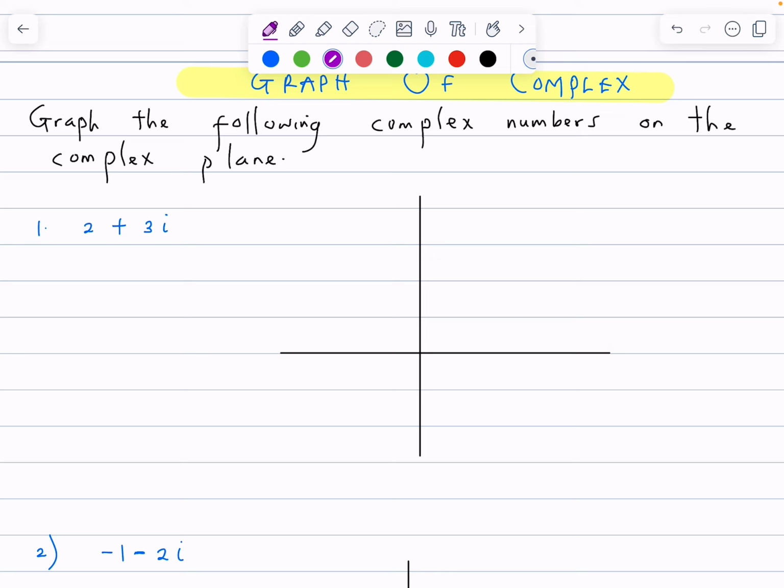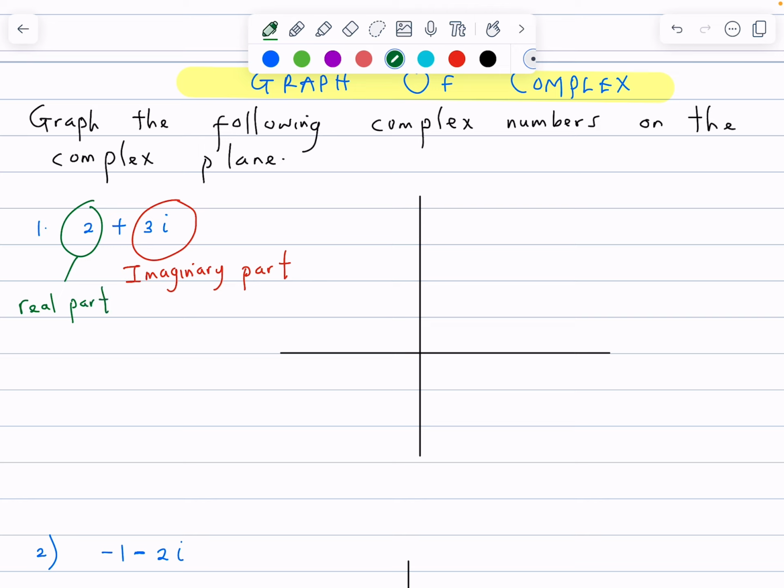So this part of the complex number, the part with the i, is called the imaginary part, right? And the part without the i is called the real part. So this other part is called the real part.